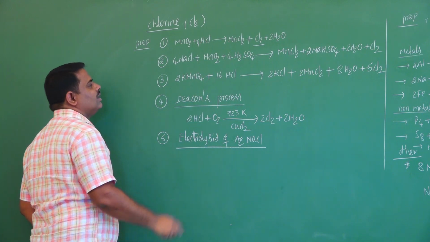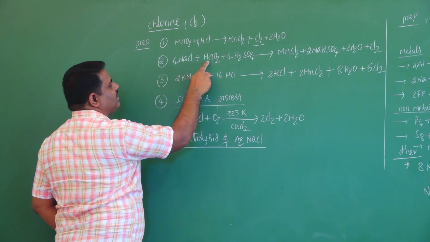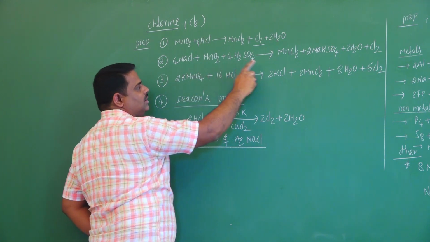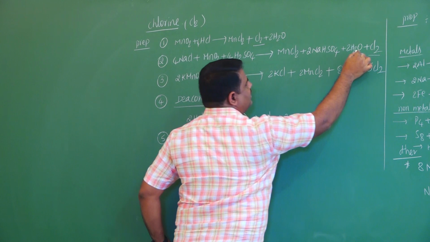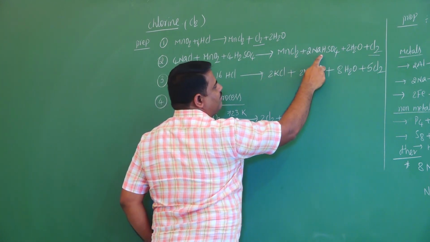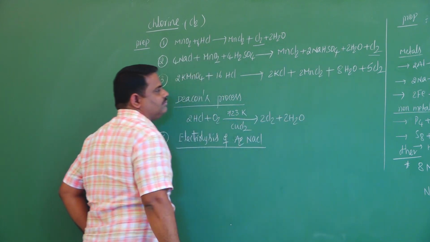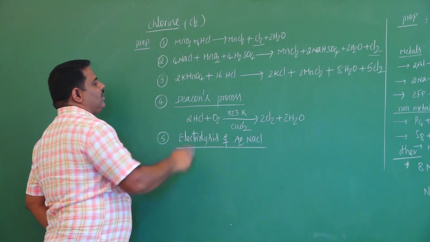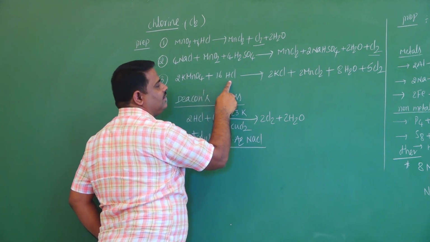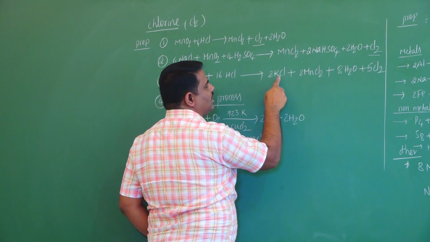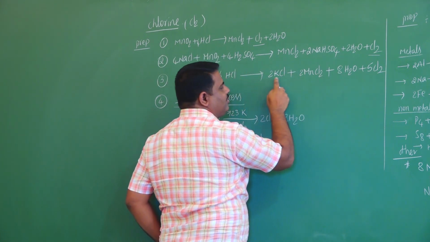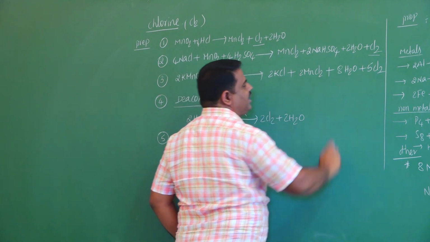Second one, when sodium chloride reacts with manganese dioxide and sulfuric acid, you are getting chlorine, and these are byproducts: manganese chloride, sodium bisulfate and water. When potassium permanganate reacts with hydrochloric acid, it gives potassium chloride, manganese chloride, and water as byproducts, and chlorine is the main product.